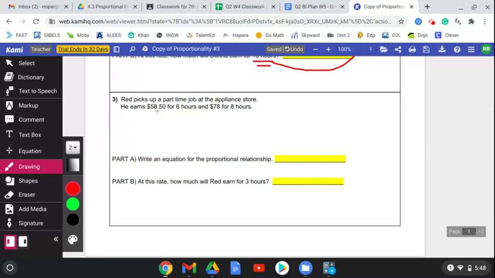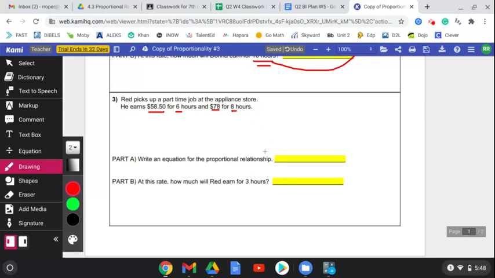All right, same thing here. Number three, Red picks up a part-time job at the appliance store. So he earns $58.50 for 6 hours and $70 for 8 hours. So take $58.50 and divide by 6, take 78 and divide by 8. And so that will tell you how much he earns in 1 hour.